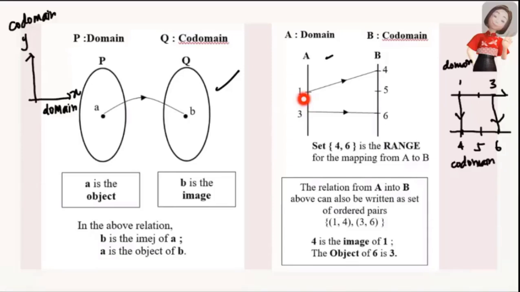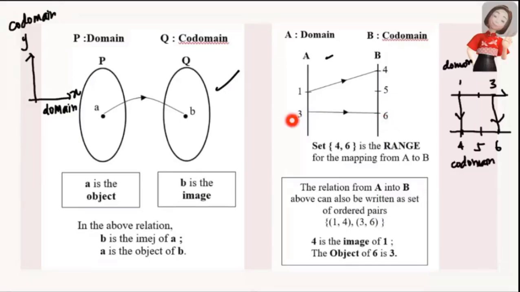So apa yang kamu jawab? What is the image of 1? 4 lah kan. 4 is the image of 1. Okay. So what is the object of 6? Object of 6 is 3 lah. Objek kita kena tengok balik.